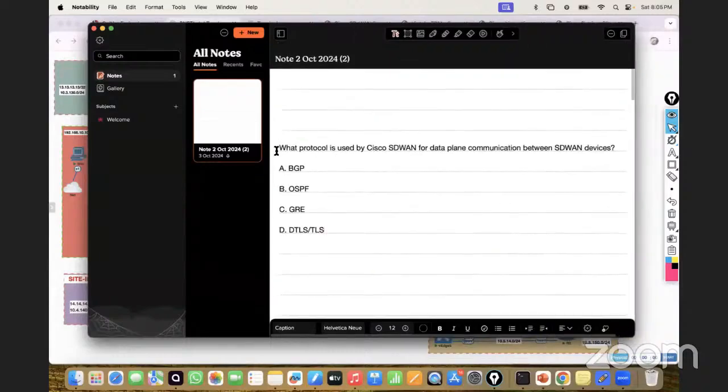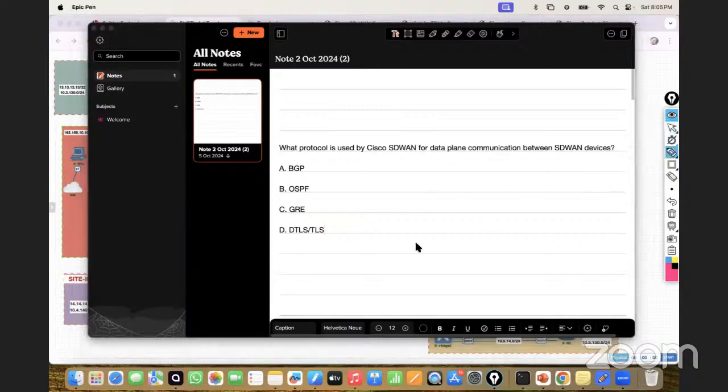Who is going to answer this question? What protocol is used by Cisco SD-WAN for data plane communication between the SD-WAN devices? There will be some time. TLS, DTLS. Very nice. So who answered first? Dipans, Imtiaz and Dipans, right? Very nice, guys. Thank you so much.